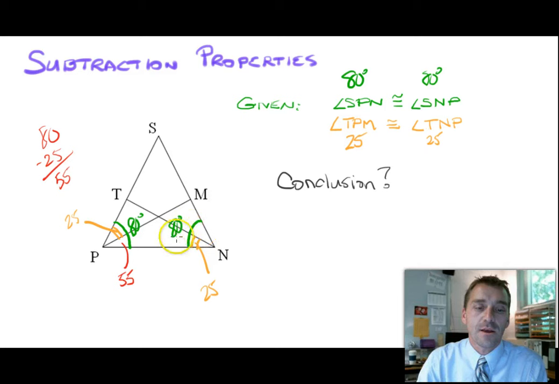Whoa, check this out. Same argument. If I take this bigger angle, 80, subtract away this little piece, the little piece in here would also be 55. Whoa. So what am I showing you? I'm showing you the next theorem.